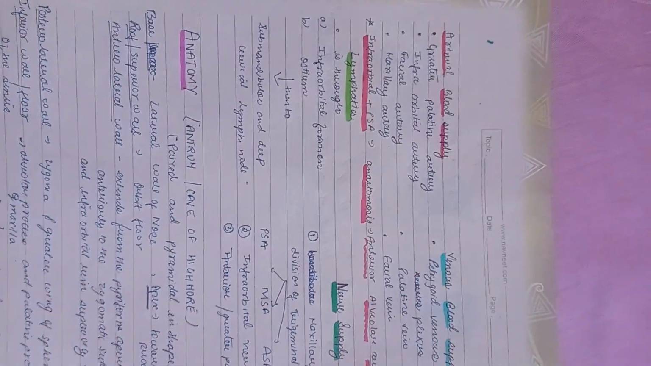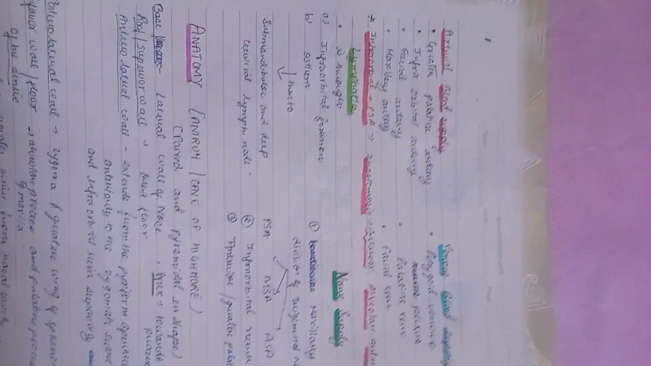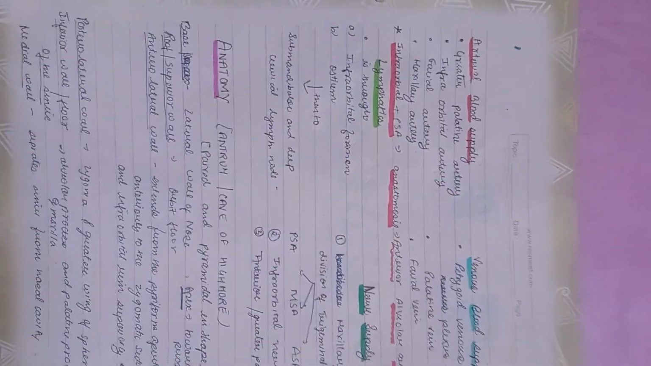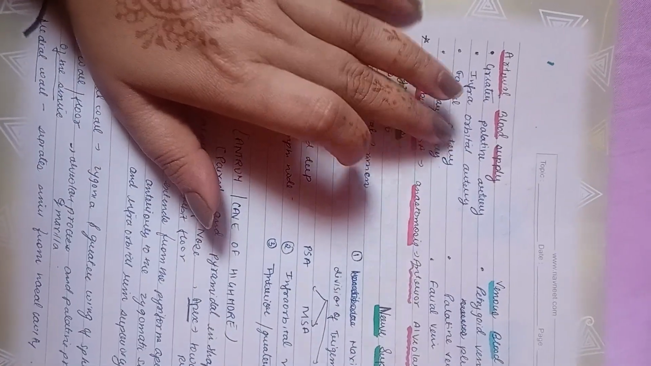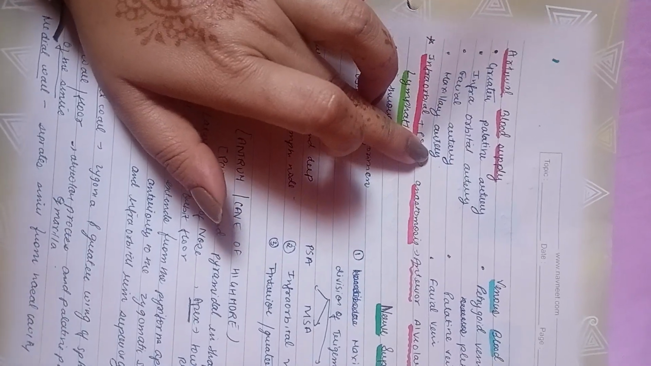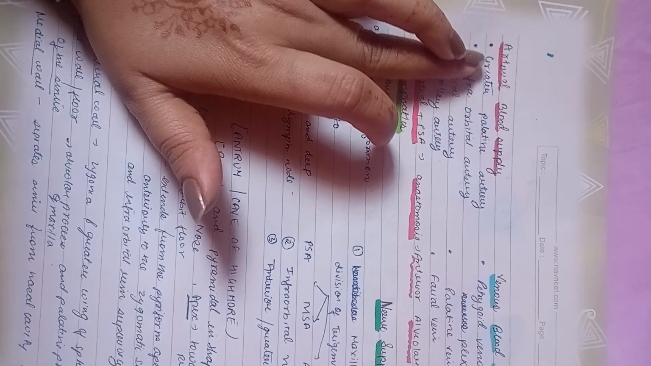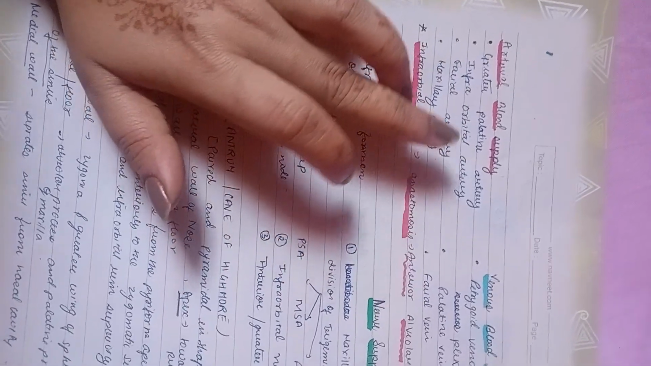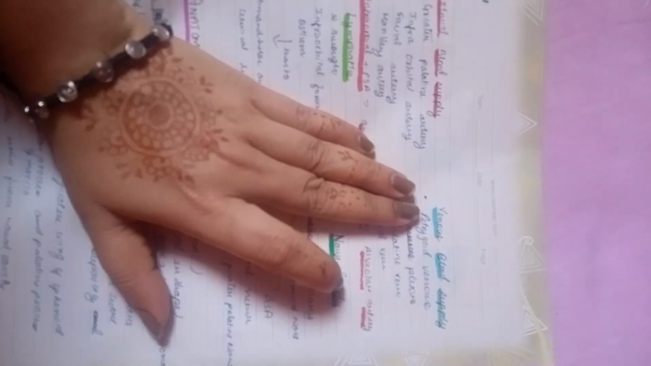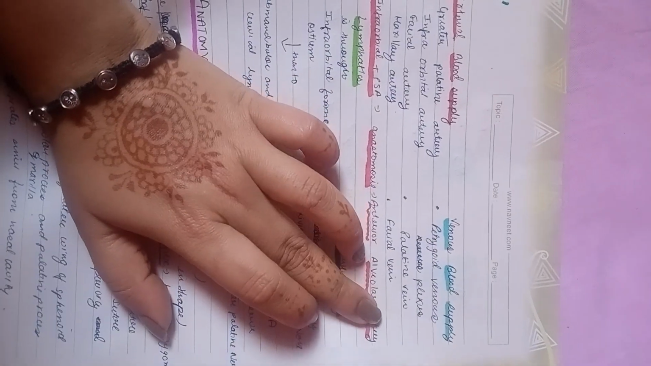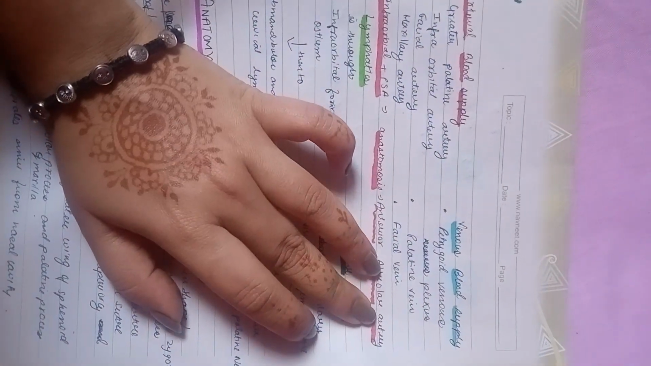Now coming to the arterial, venous and nerve supply of the maxillary sinus. Arterial blood supply is through the greater palatine artery, infraorbital artery, facial artery and maxillary artery. Venous blood supply is through the pterygoid venous plexus, palatine vein and facial vein.